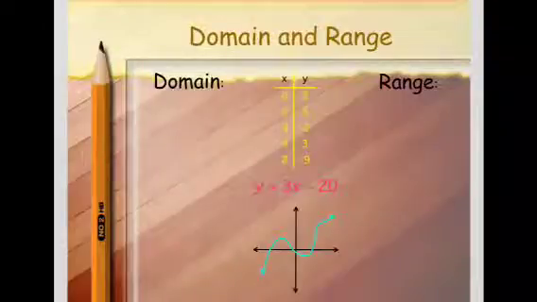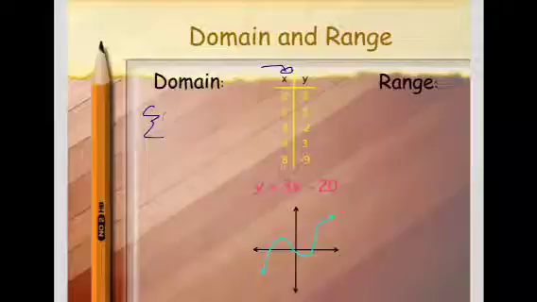So, again, domain, I look at my inputs. Unless we say otherwise, we're going to assume x is the input. So I just list what I have, 0, 2, 3, 4, 8.